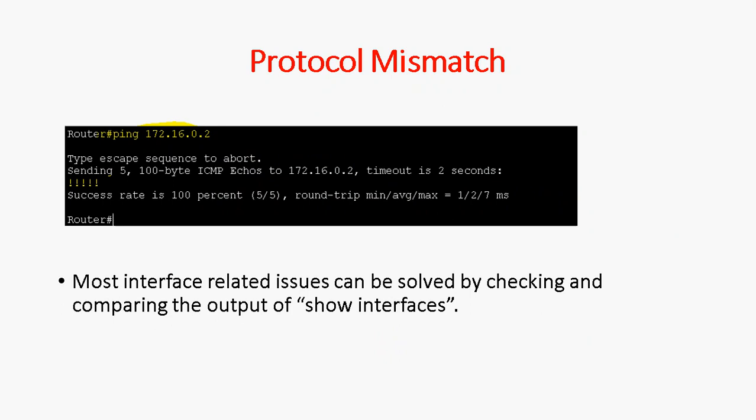So these are the three varieties of interface issues: speed or duplex issues, protocol mismatch issues, and port security issues.